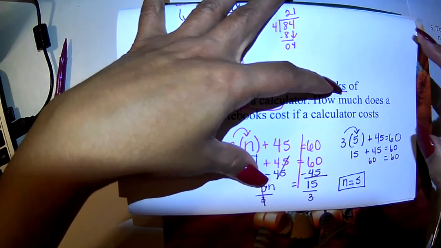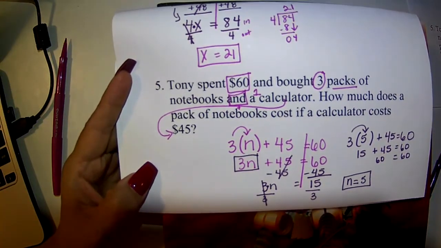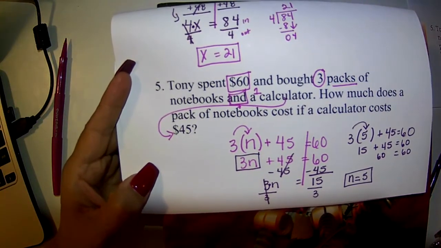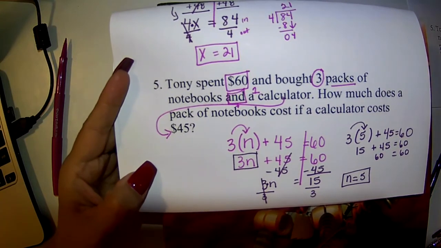Okay, so again, we just did the distributive property with the N. We just multiplied it together, and it becomes 3N, and that's our variable that we were solving for.